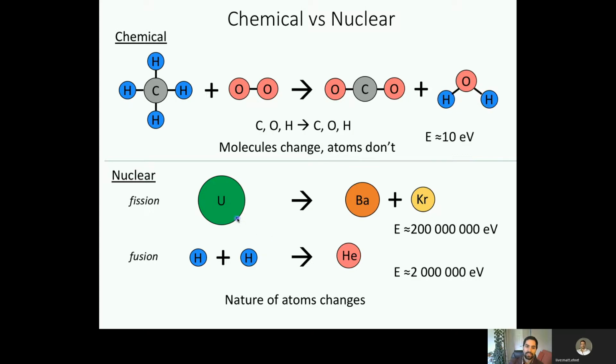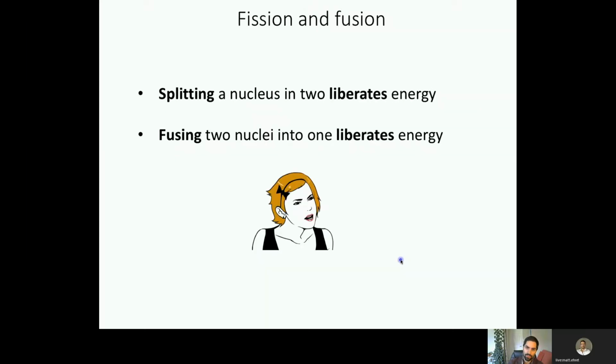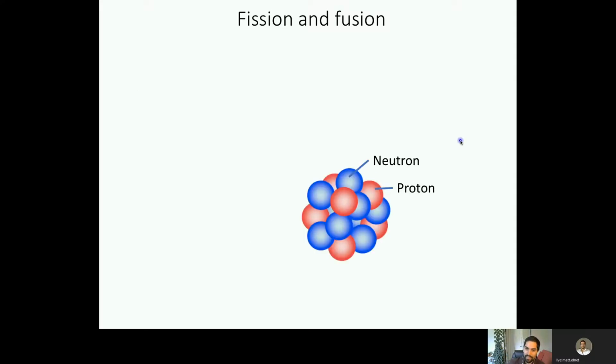Now I mentioned here fission liberates energy and fusion liberates energy. So that can be a little bit confusing. How come splitting an atom liberates energy and then fusing it together again liberates energy? There seems to be some sort of loophole here where we could just take an atom, split it, liberate energy, fuse it back together, liberate more energy indefinitely. Well, that wouldn't work. And I'm going to explain why.